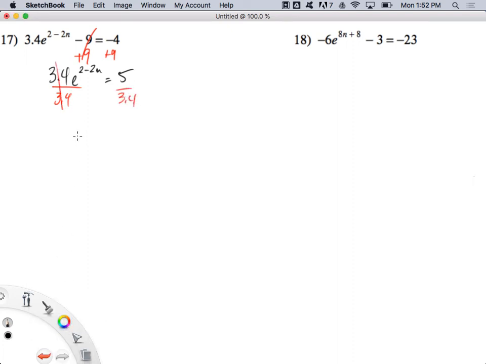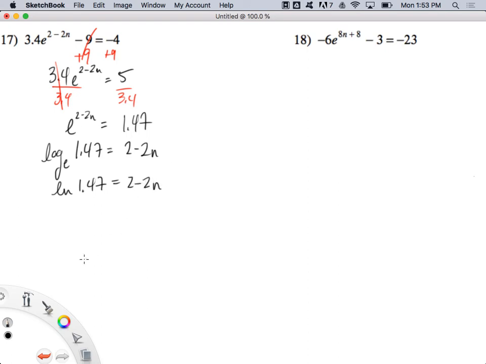Okay. e to the 2 minus 2n equals 5 divided by 3.4, which is 1.47. Now that I've got the exponential by itself, what can I do? Now make it log e. Log base e of 1.47 equals 2 minus 2n. Okay, ln of 1.47, I just plugged in my calculator. I get 0.39 equals 2 minus 2n.